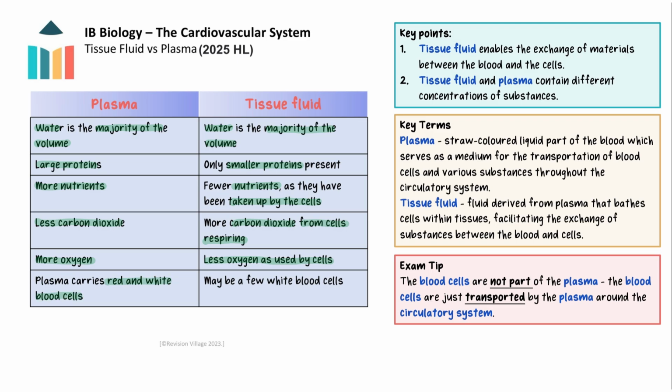Plasma carries red and white blood cells all around the body. In the tissue fluid, there may be a few white blood cells which have managed to migrate through the walls of the capillaries, especially during inflammation. But other than that, there are no blood cells in the tissue fluid.